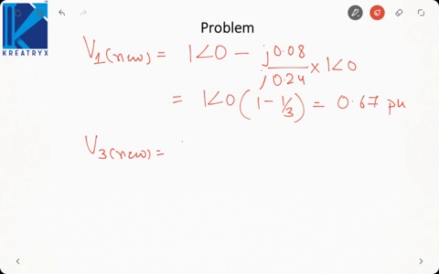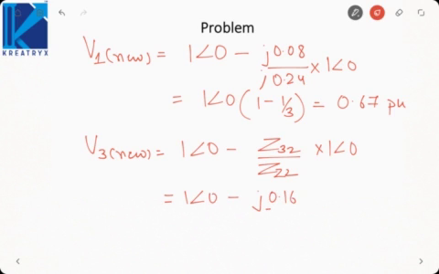Similarly, V3 new will be 1 angle 0 minus Z32 by Z22 into 1 angle 0. That is 1 angle 0 minus j0.16 by j0.24 into 1 angle 0. That is 1 minus 2 by 3, that is 0.33 pu. So these are the post-fault voltages at bus 1 and bus number 3.